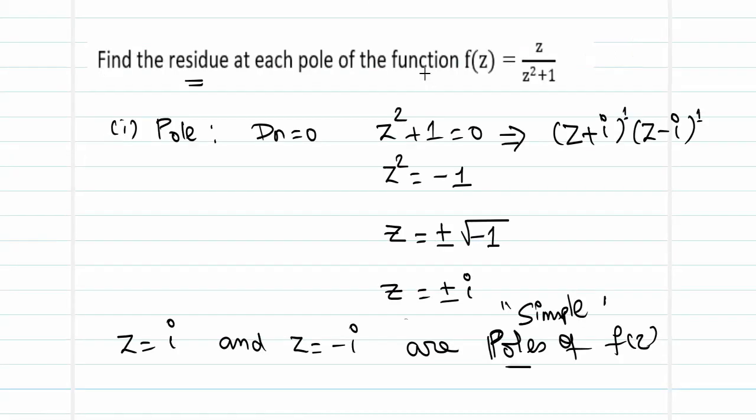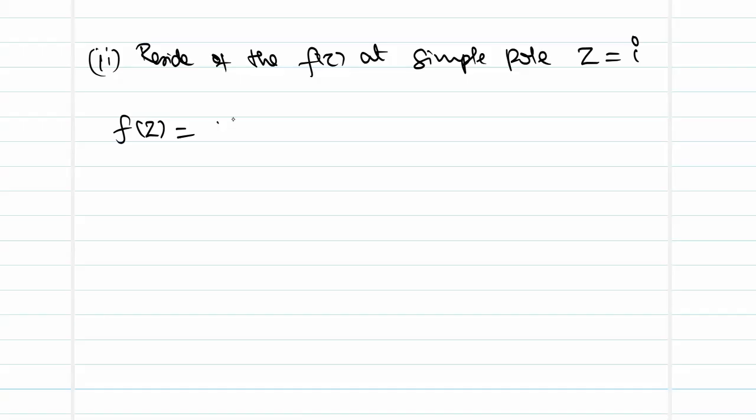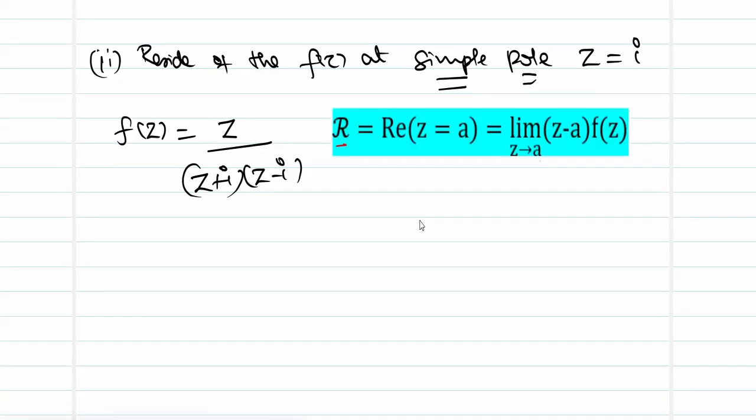What was our function f of z? z by z square plus 1. z square plus 1 has been factorized as z plus i into z minus i. So this becomes z divided by z plus i into z minus i. So this is going to be my function. I want a simple pole's residue. Now it's time to recollect the formula for a simple pole. What is my formula? Residue at z is equal to a is given by limit z tending to a, z minus a into f of z.